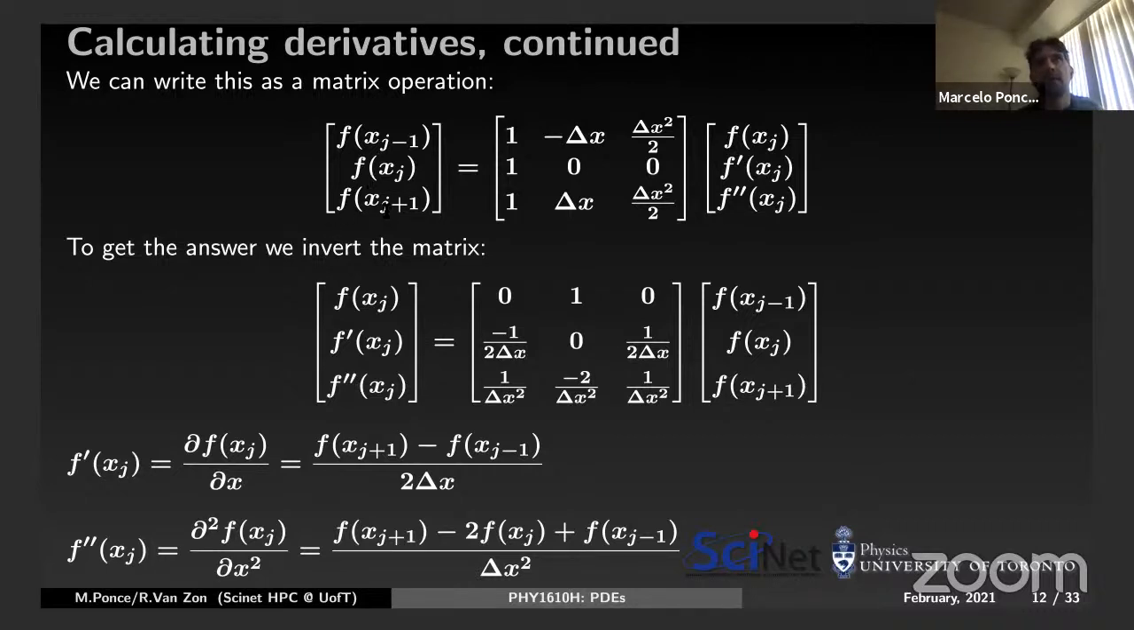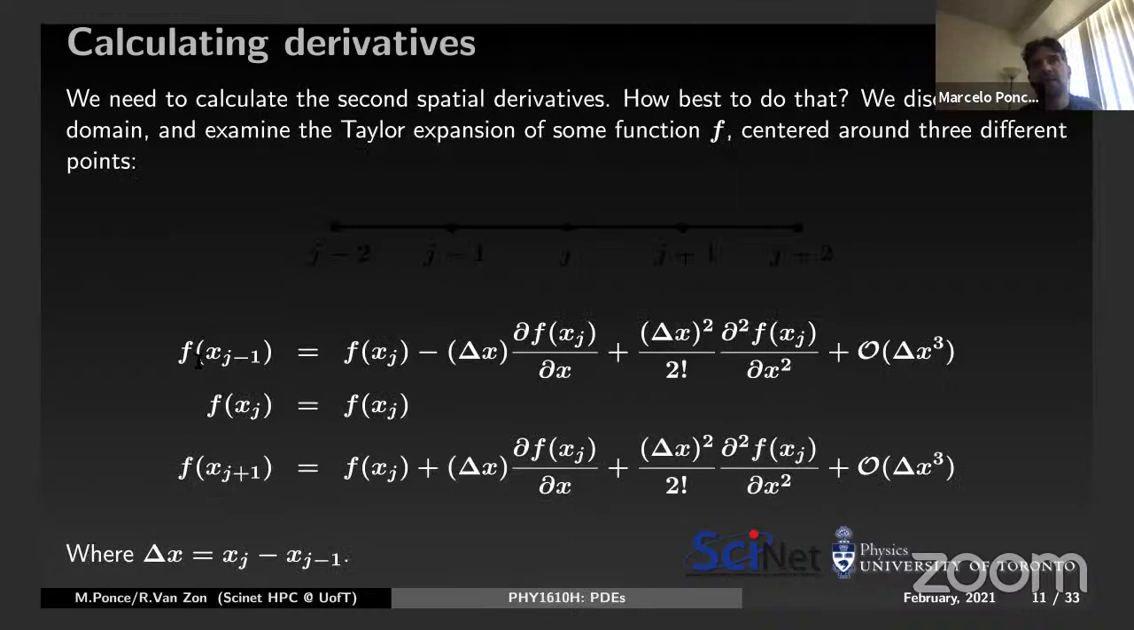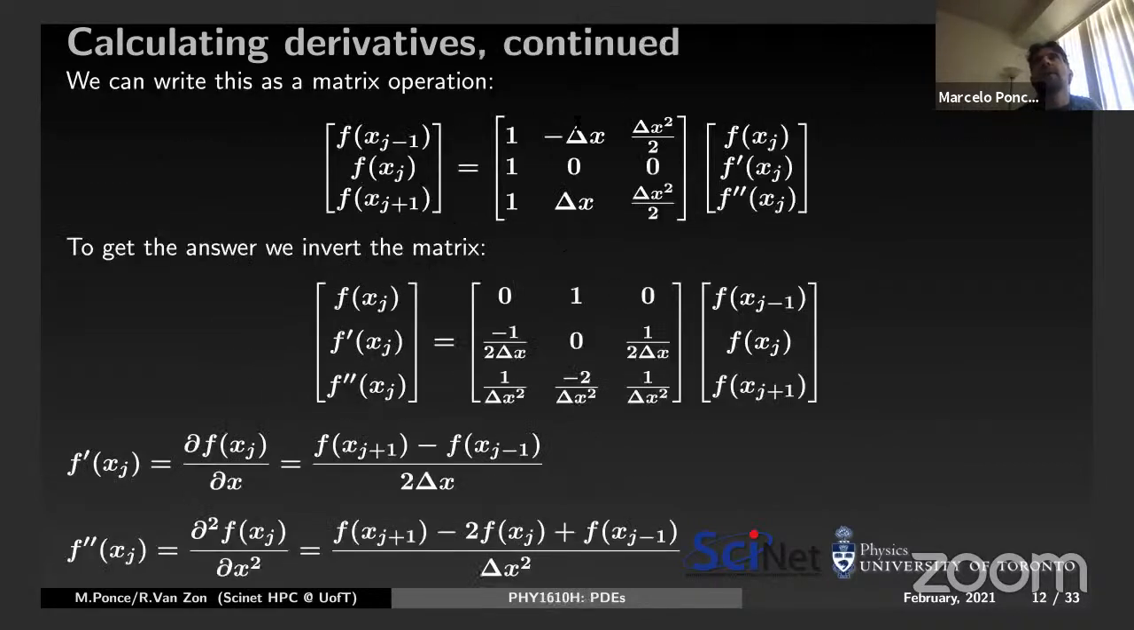notation. So I'm going to combine these three elements: the function at the point on the left, the function at the center point, and the function at the point on the right. So this is going to be a vector. And so I can rewrite this now as a matrix multiplication between this matrix and the vector of the derivatives. So let's just look at the first. The second one is kind of trivial, because I just get 1, 0, 0 multiplied by f prime and f second.